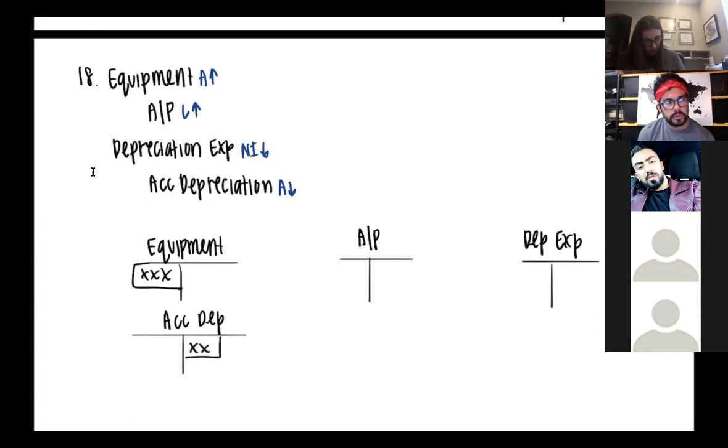Oh, we should use numbers. Yeah. Let's say it's 10,000 for the equipment. Well, 12,000 since it's 12 months in a year. And how much for the 1,000.